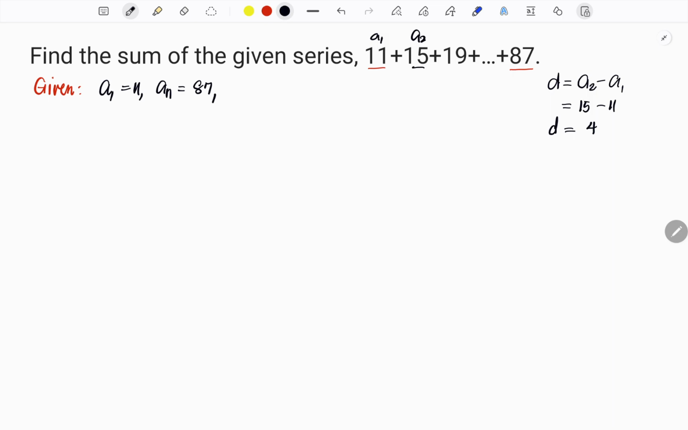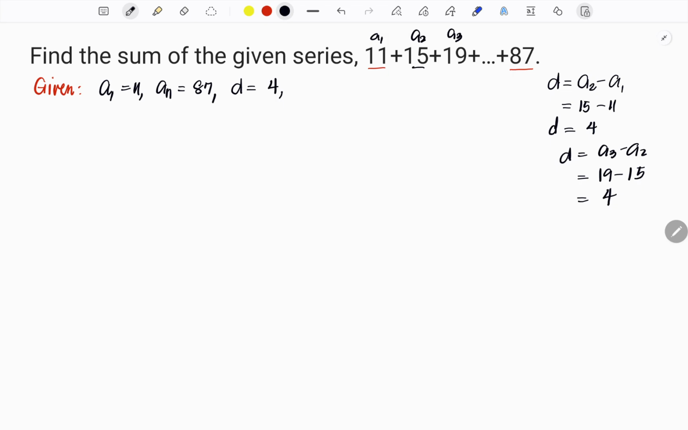Or we can actually verify whether we have the right common difference by using a sub 3 minus a sub 2. So we have a sub 3 minus a sub 2, that is equal to 19 minus 15, and still that is equal to 4. So let's write, our common difference is equal to 4.